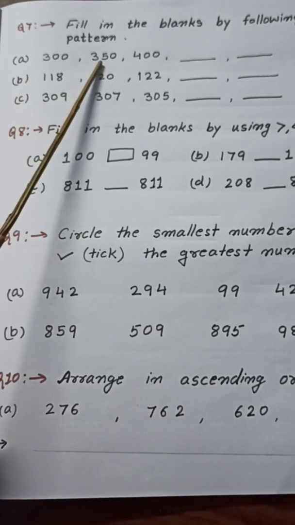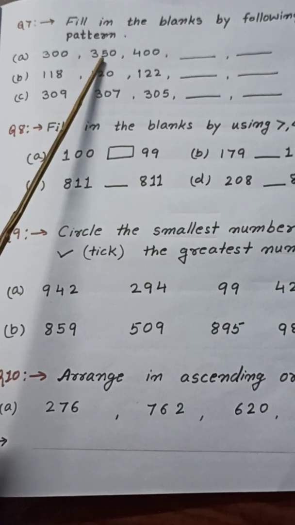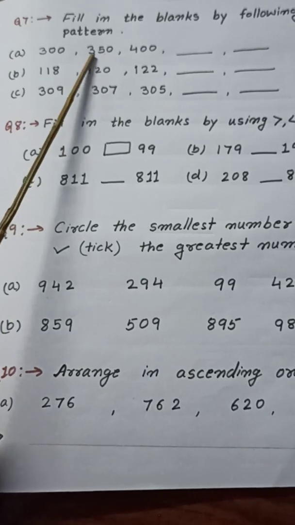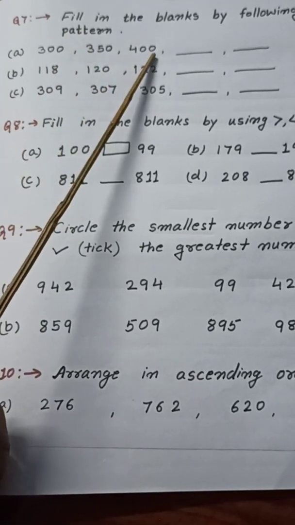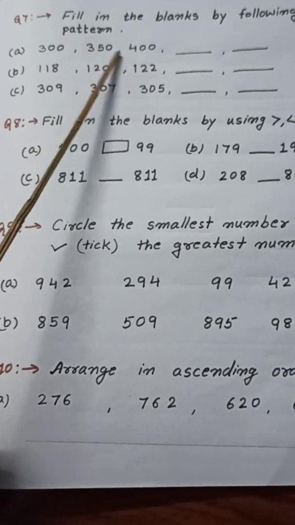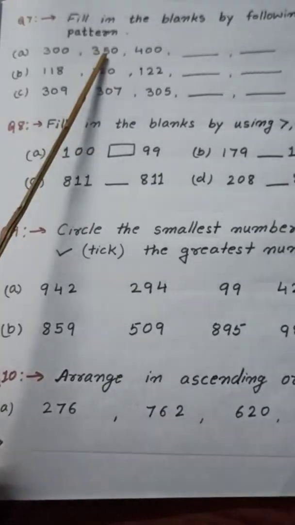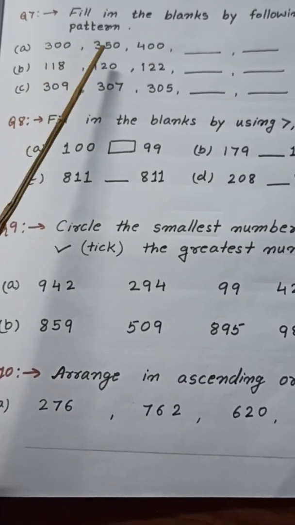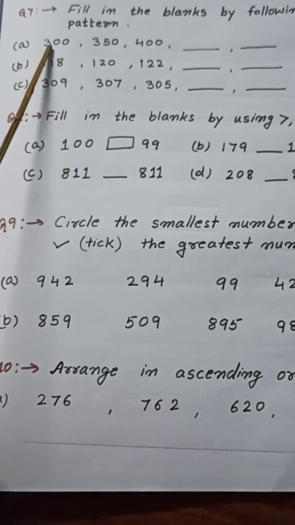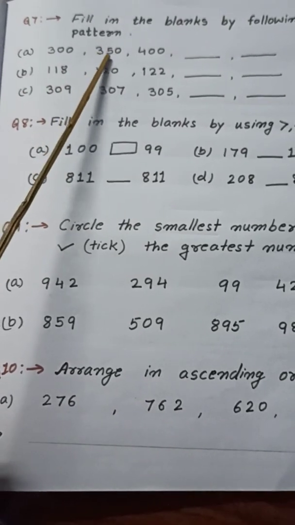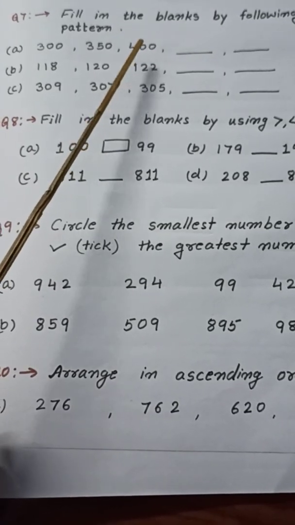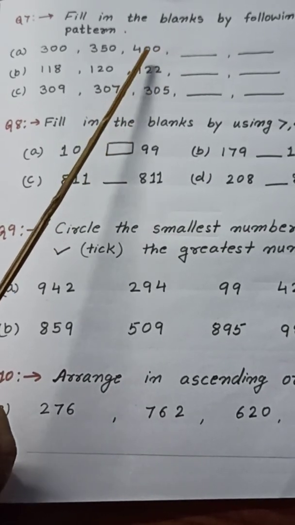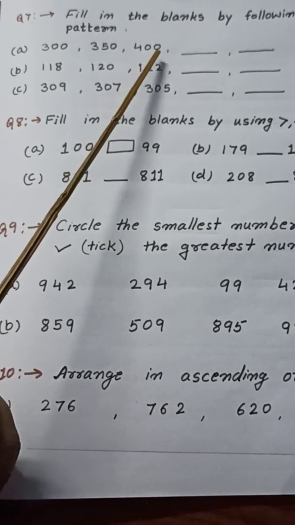Here is 300. Then it is not written 301, directly written 350. So here is 300 and here is 350, and then after that 400 is directly written. So can you tell me what is going to change? Here we have to skip 50. If you subtract 300 from 350, you will get 50. Or you can subtract 350 from 400, again you will get 50. It means we have to write the next number by adding 50 to the previous number.